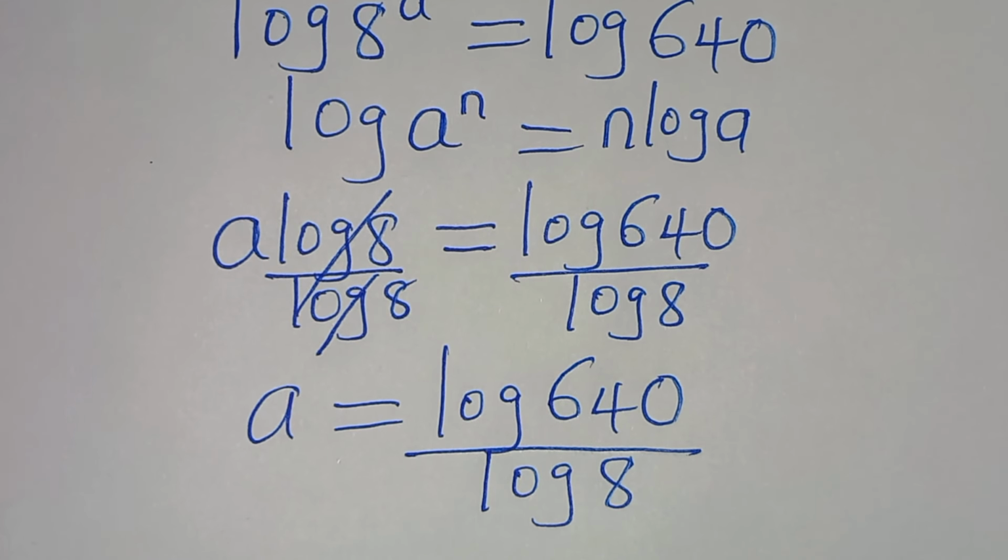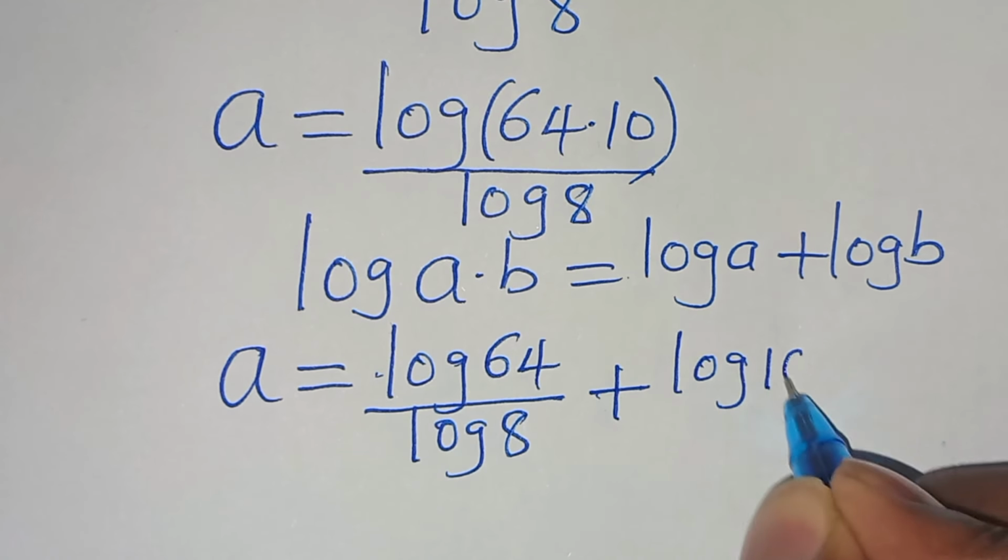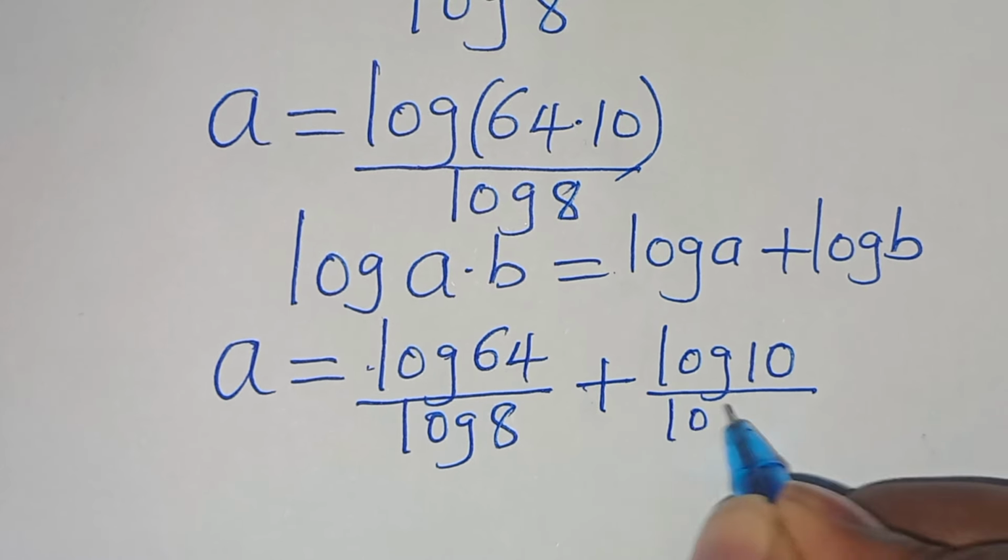The next step is that log 64 times 10. This is in the form of log a times b, which we can express as log a plus log b. Applying this logarithm property, then we have a is equal to log 64 divided by log 8, then plus log 10 divided by log 8.